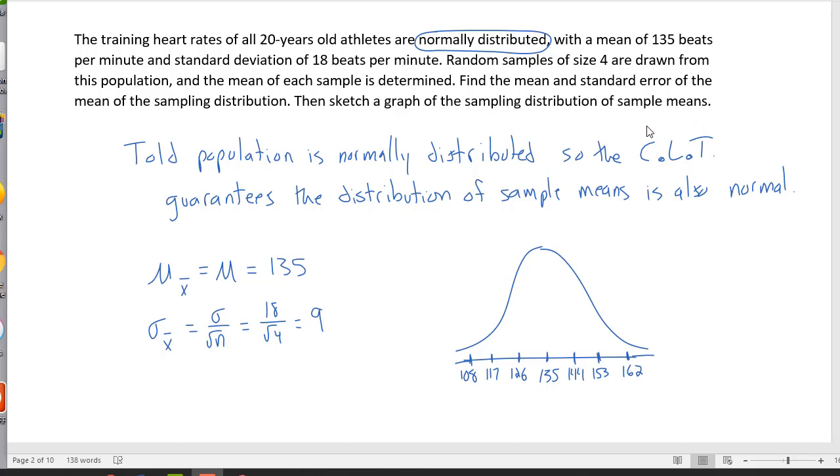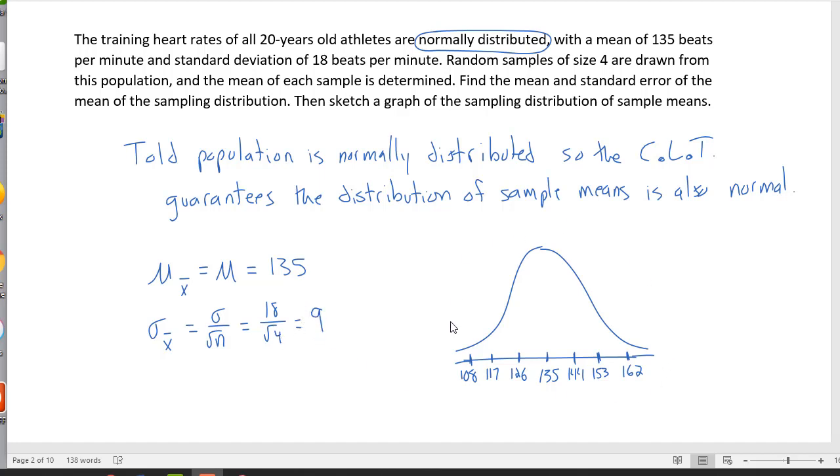Now, since the central limit theorem guarantees my distribution of sample means is also normal, we know the mean of the distribution of sample means equals the mean of the population, and that's 135 beats per minute. And then we know the standard error, which is the standard deviation of the sampling distribution, will be the standard deviation of the population divided by the root of the sample size. So I have 18 divided by root 4, which is going to give me 9.